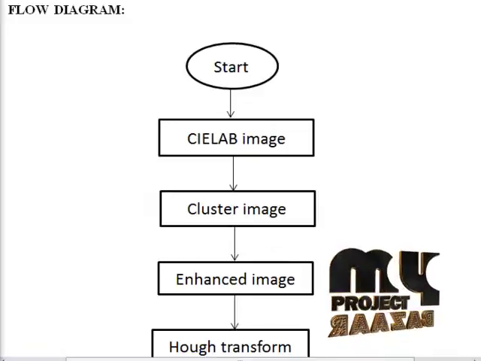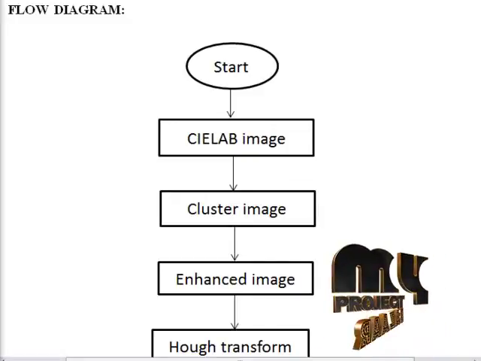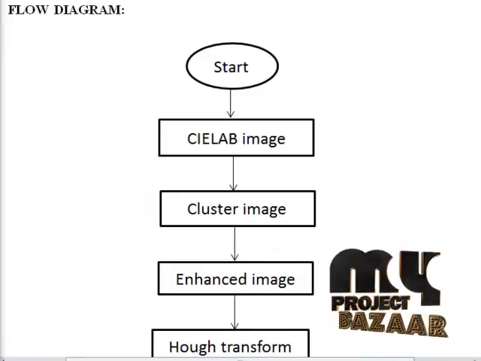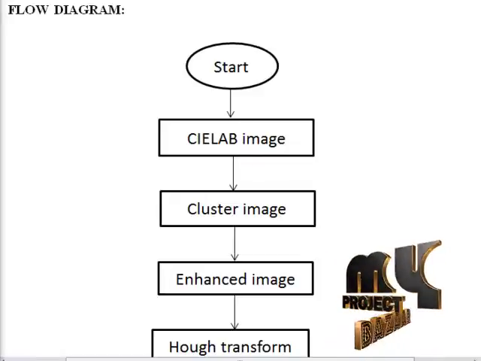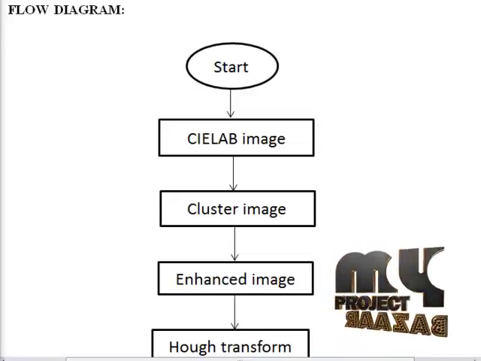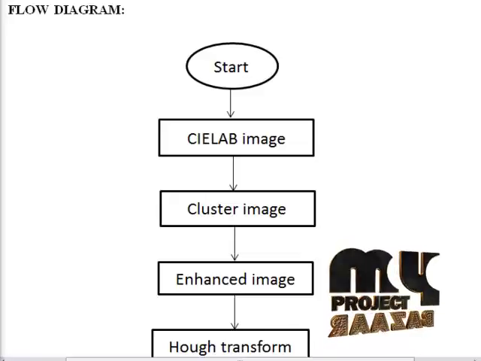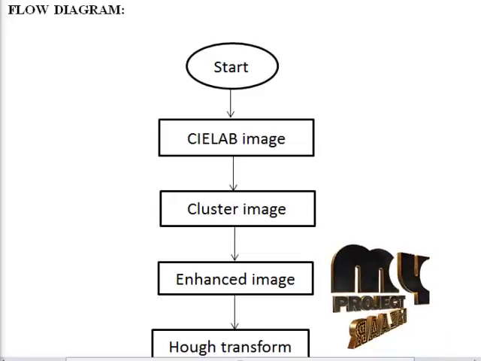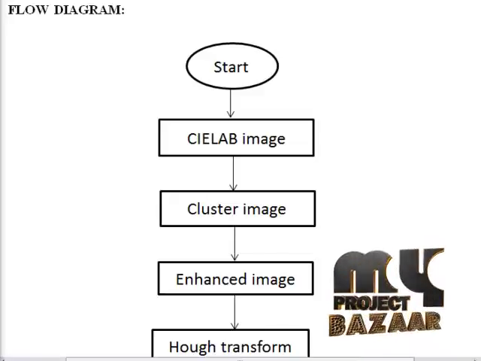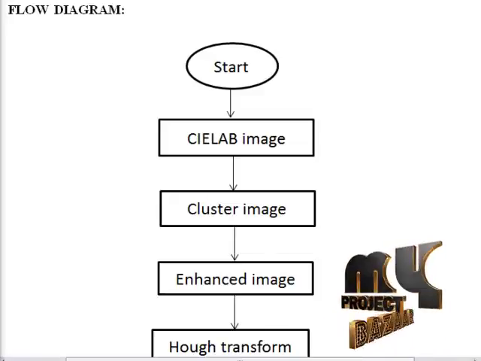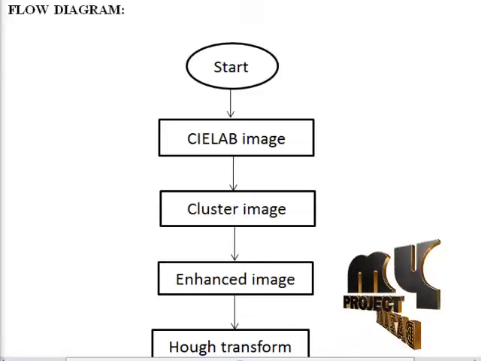Then in cluster image, k-mean clustering algorithm was used for the detection and classification of exudates. K-mean clustering is computationally simple and efficient than other clustering algorithms. Then the retinal image is clustered by k-mean clustering. In the enhanced image, the enhancement technique used for retinal image is adaptive histogram equalization. The contrast enhancement leads to enhancement of separability between exudates and background. In this process, the contrast enhancement is better.